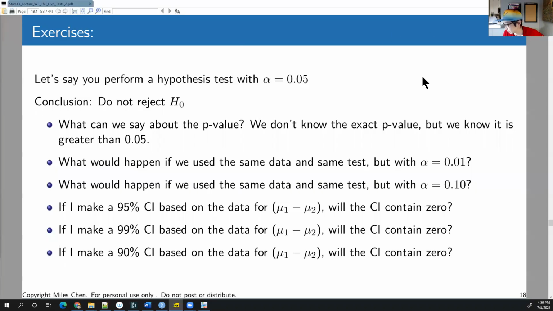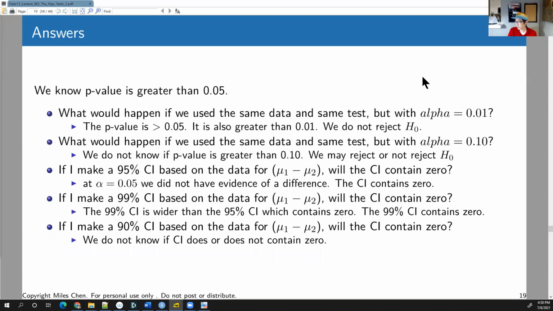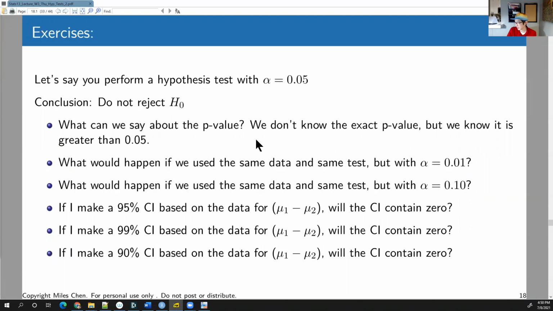All right, let's take a look at what our responses might be. I'll go through each of these. What we know is that our p-value, we don't know exactly what it is. We know it's greater than 5%. So our p-value could be something like 7%, it could be 10%, it could be 20%, who knows? We just know it's bigger than 5%. If we use the same data, same test, but this time alpha is 1%, we know our p-value is going to be greater than 1%. So our conclusion for this first question is that we're not going to reject the null hypothesis.